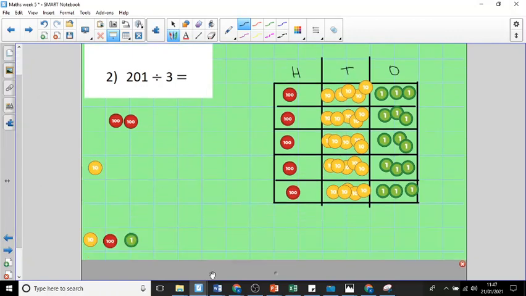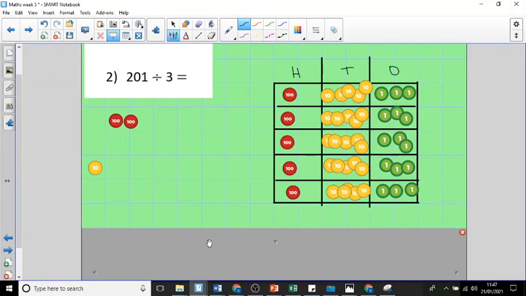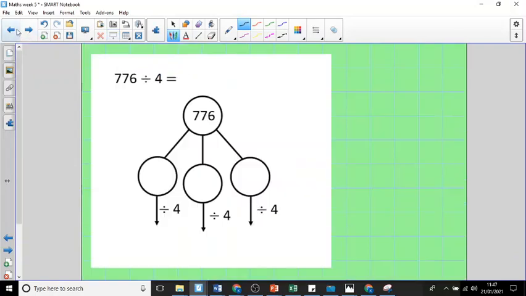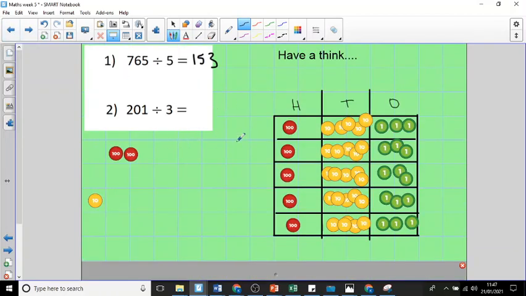Okay, so if then I was going to change that and do 201 divided by 3, how would that change? I'm just going to check here. So what we would have to do for this one is instead of having 5 groups, we would have 3. So this time I'm just going to draw something quite quickly. I'd have my hundreds, tens and ones, wouldn't I? And I wouldn't have 5 groups this time, I would have 3.